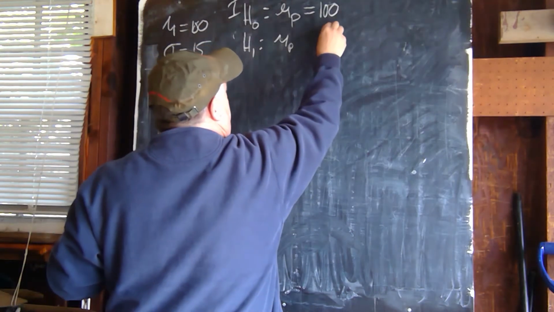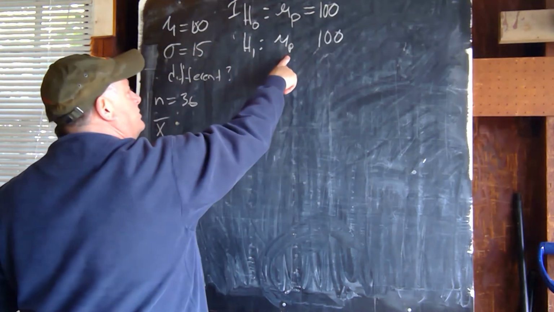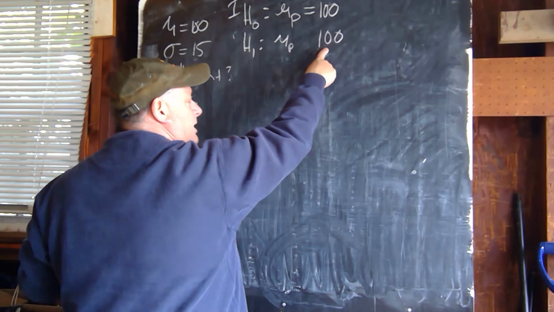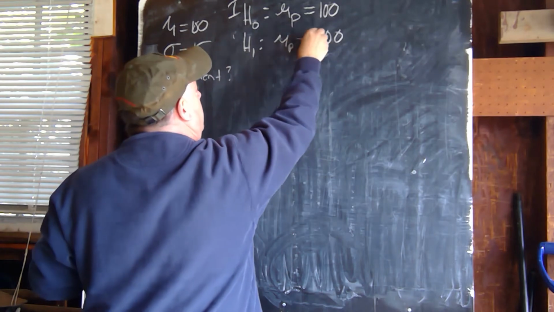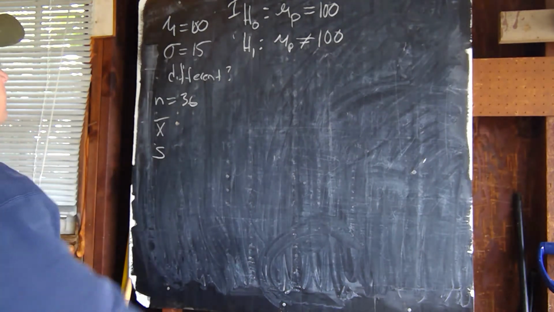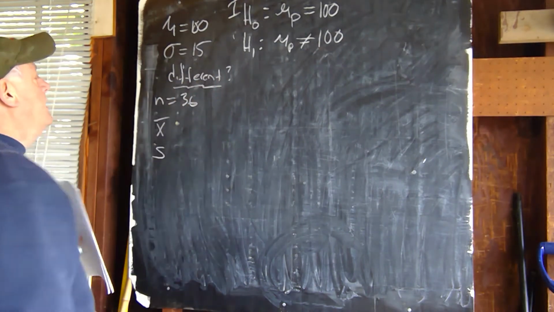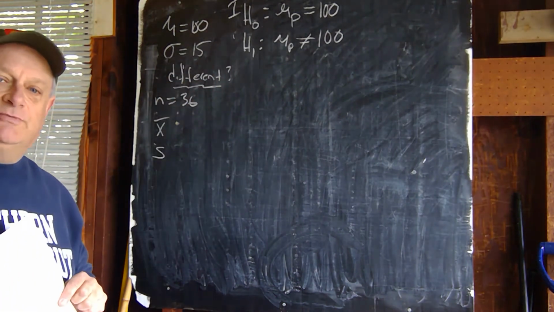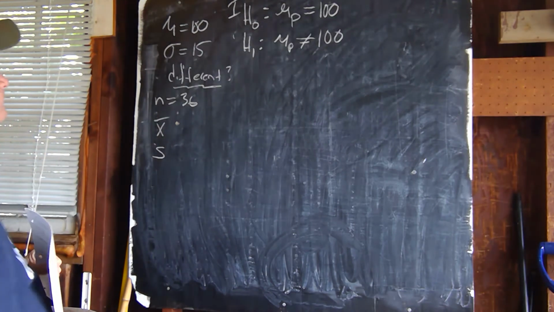If they are different, well, we're still talking about the population mean for psychology majors. 100 is our reference point, but this would be a does not equal. This would be a two-tailed test because the question I asked earlier just asked if the psychology majors are different.